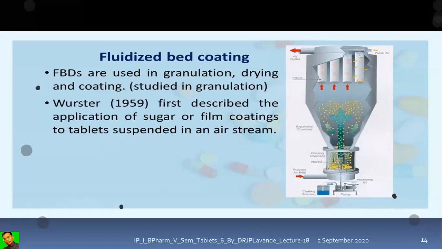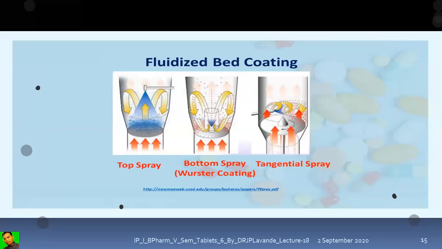So this is the particular Worcester method. The scientist Worcester identified and described this method in 1959. He first described the application of sugar and film coating to tablets suspended in the air stream. The tablets are suspended in the air stream, the air is injected, and at the same time the coating solution is applied. So it will get coated onto the tablet.